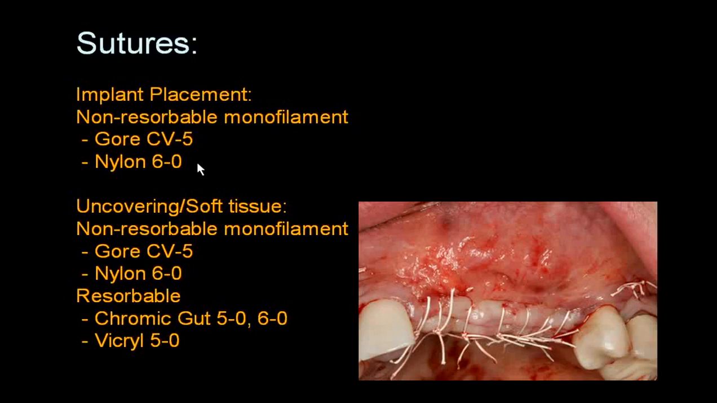When I start to work more in soft tissue, I work with the same type of non-resorbable materials, but I can go to resorbable. And when I use the resorbable materials, I use chromic gut, 5.0, 6.0 size, and I use Vicryl 5.0. All of these sutures are utilized with a cutting needle, so I can really move the sutures easily through the soft tissue.